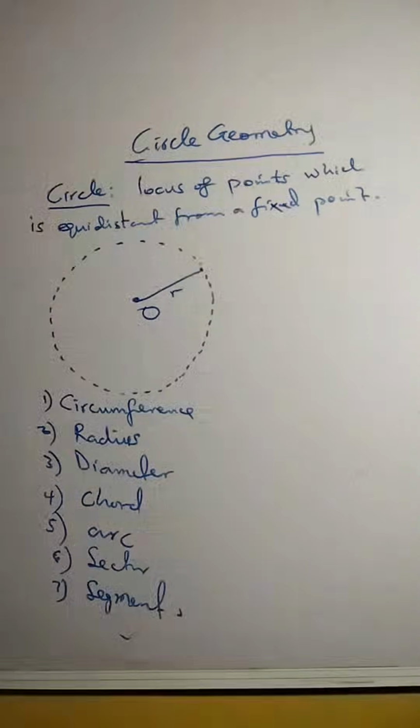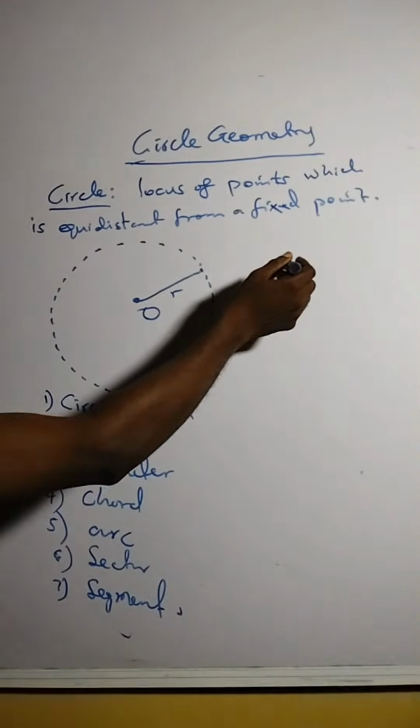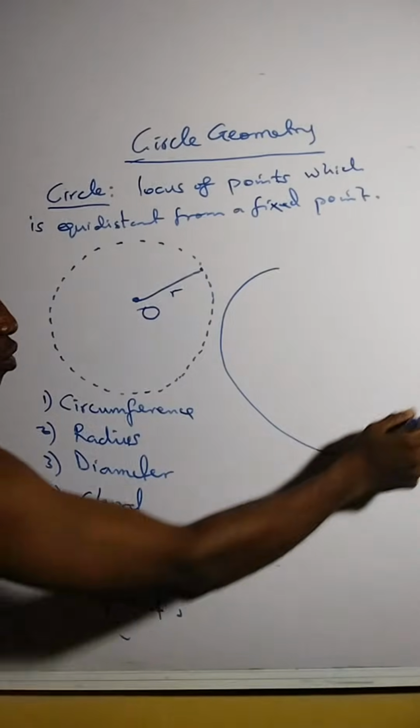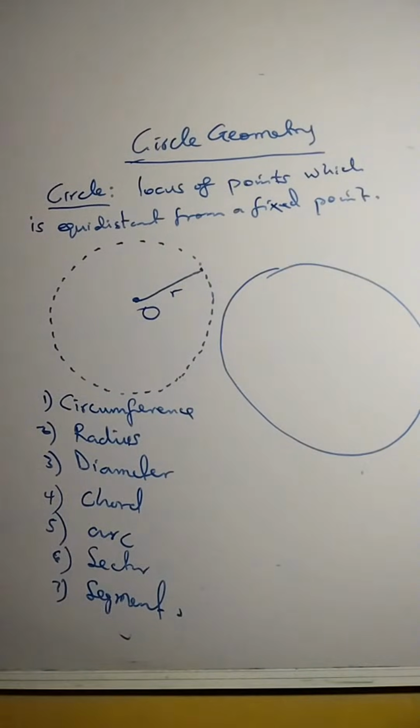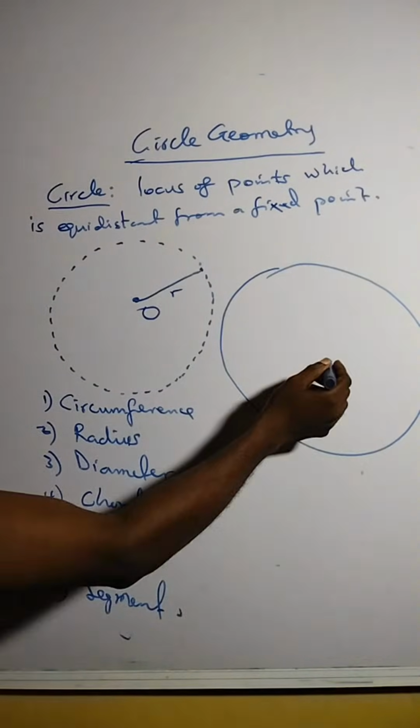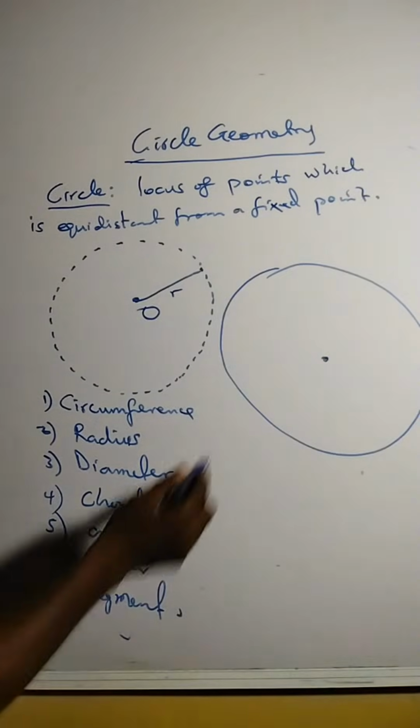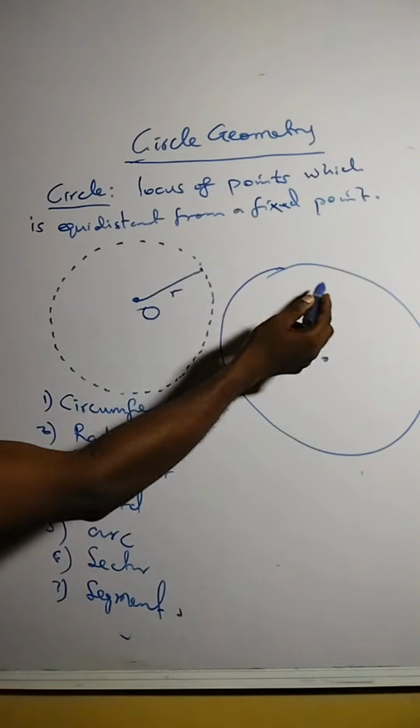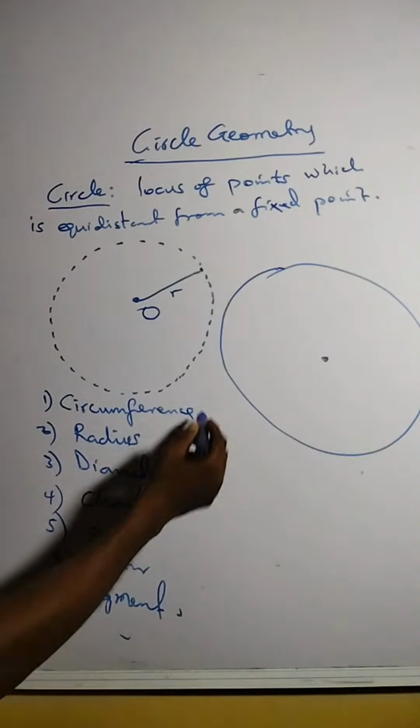Now, what is a circumference? A circumference is just the distance around a circle. Like we have a circle this way with center O. So the distance around the circle here is what is called the circumference.